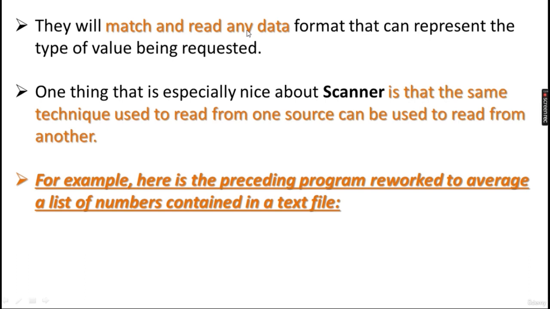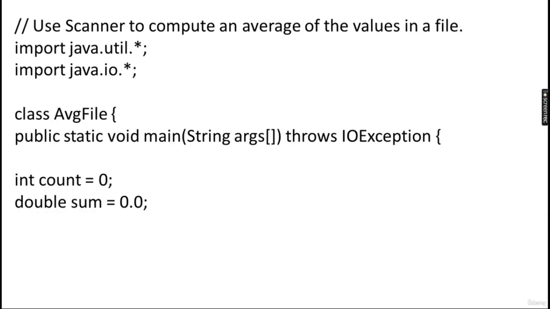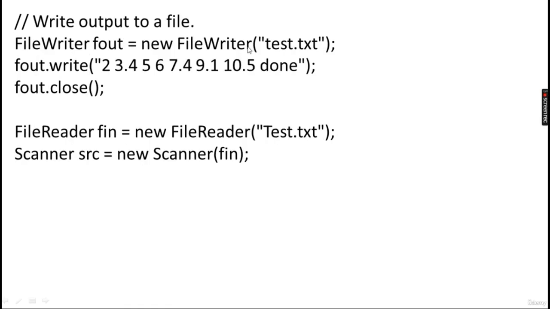One thing that is especially nice is that the same technique used to read from one source can be used to read from another. So general methods can be used to read from another type of data. Here is the preceding program reworked to average a list of numbers contained in a text file. Count and sum are taken. FileWriter, new FileWriter, text.txt. 2, 3.4, 5, 6, 7.4, 9.1, 10.5 and done. These numbers are written into the file using fout.write.